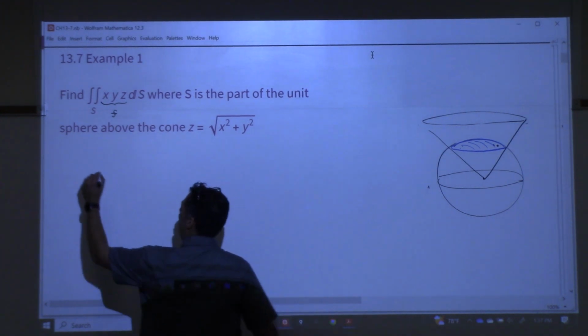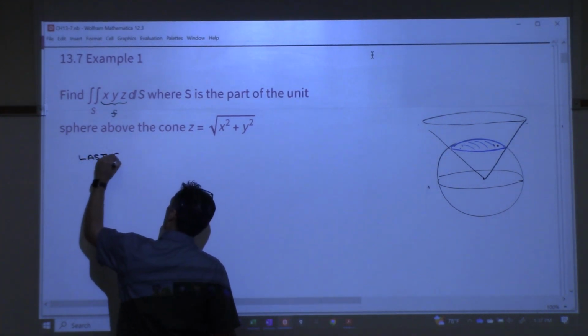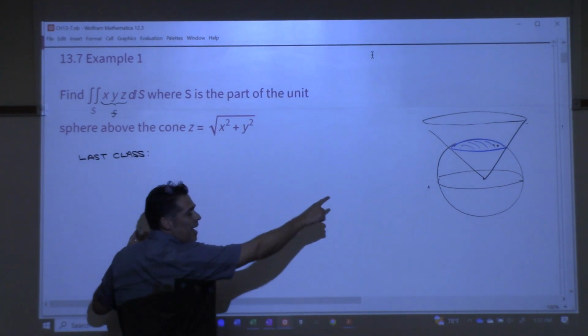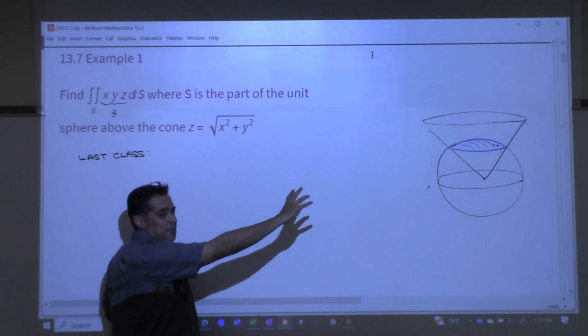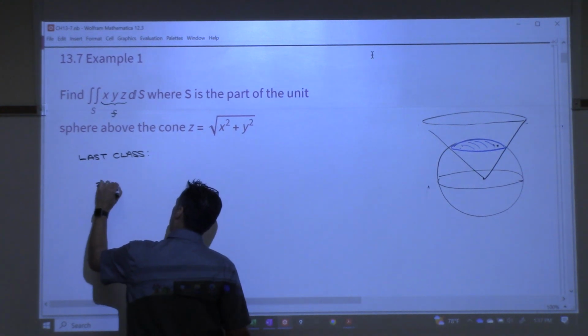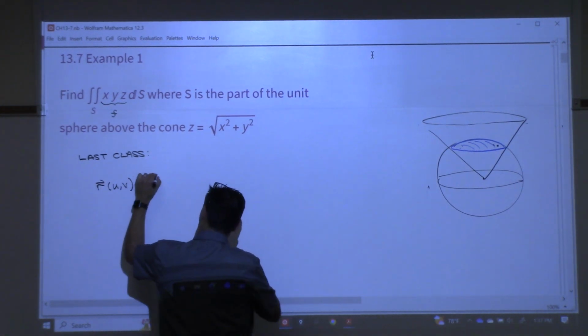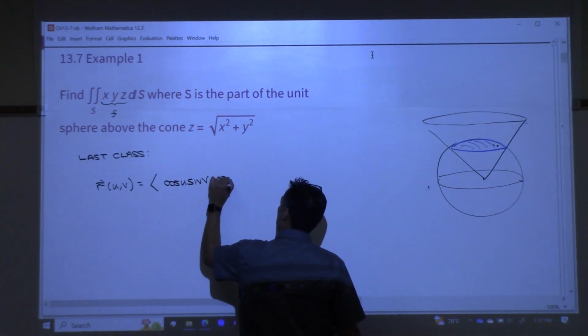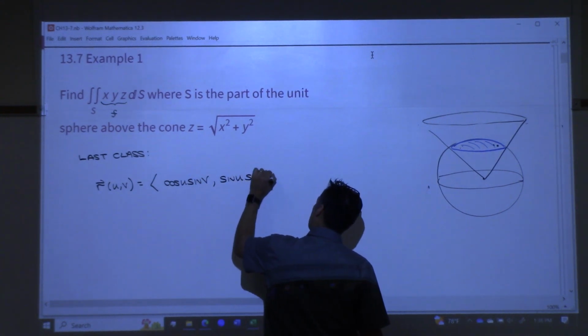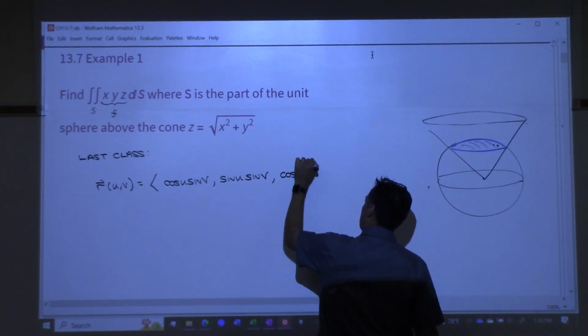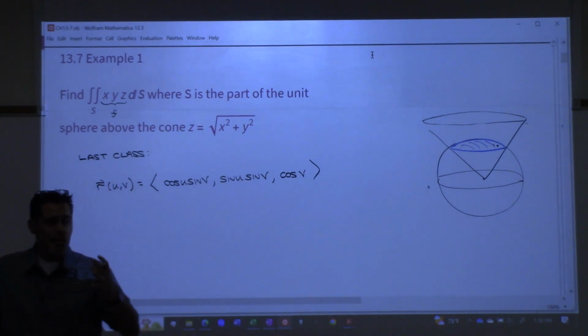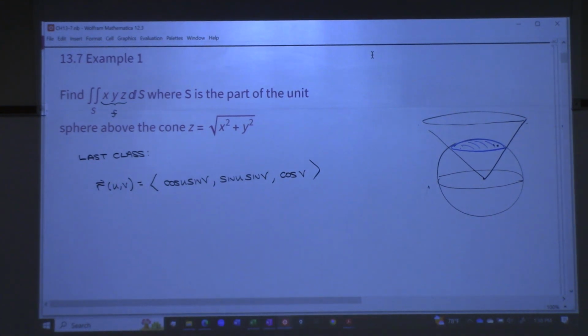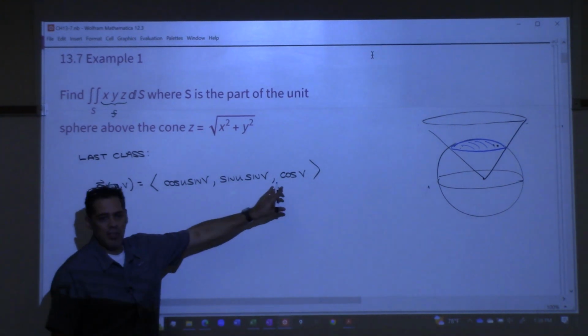So recall from last class, that we had found the parametric function that draws a sphere. It's r of u, v equals cosine u sine v, comma, sine u sine v, and then the last one is cosine v. That will draw me the unit sphere. Does it look familiar? Okay, that draws me the sphere, but I need to put restrictions on u and v.